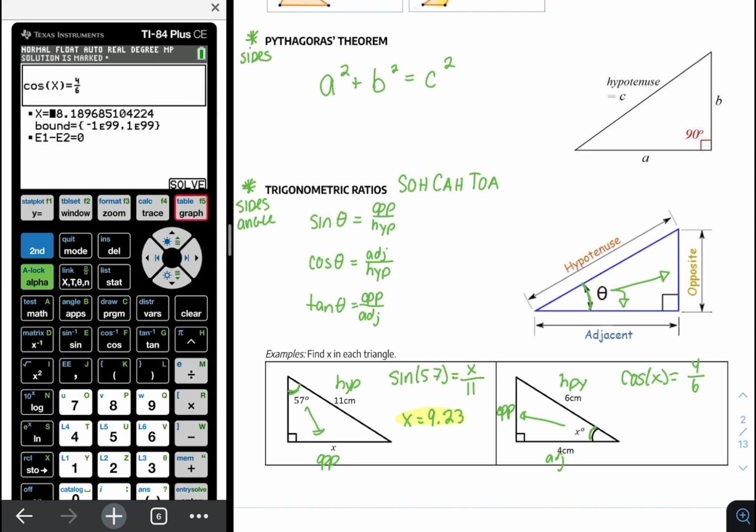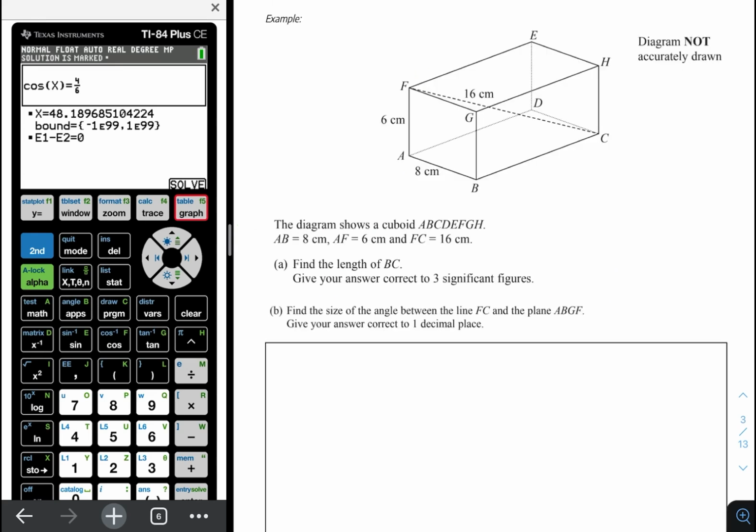And then I can go ahead and solve this. And I get that the angle is 48.2 degrees. Now that we reviewed right angle triangles, let's try a different example.